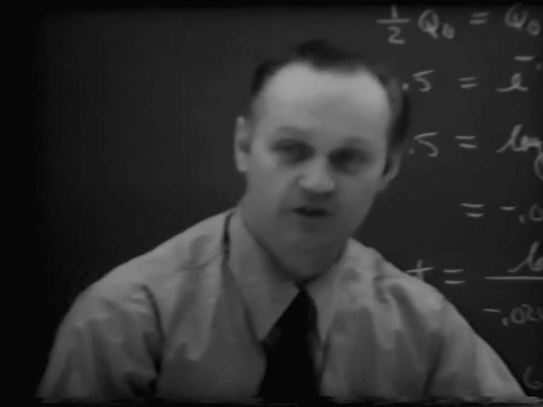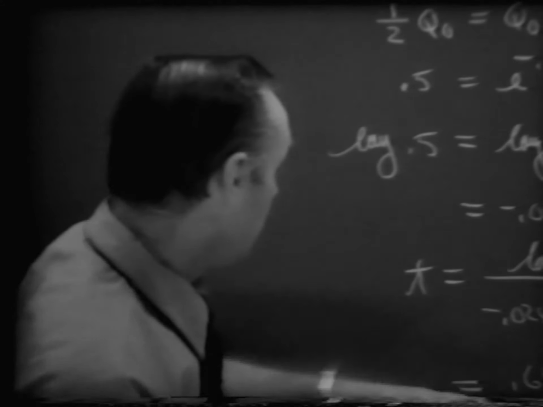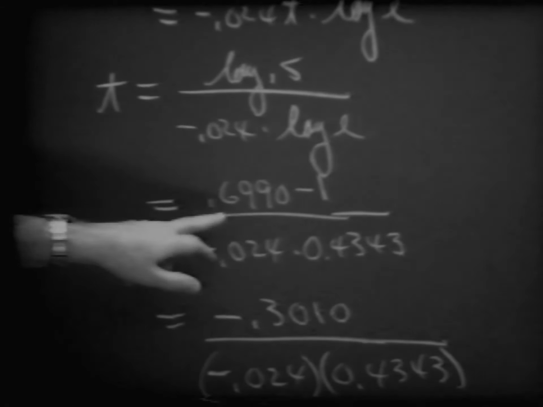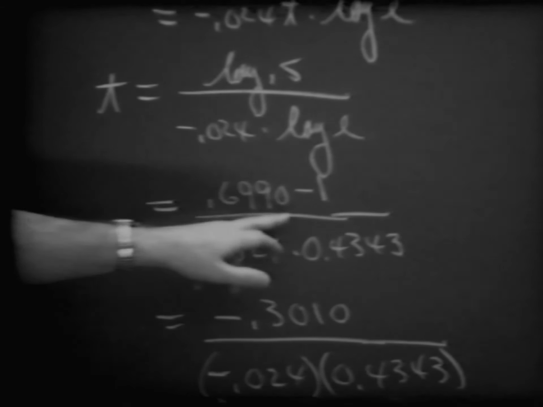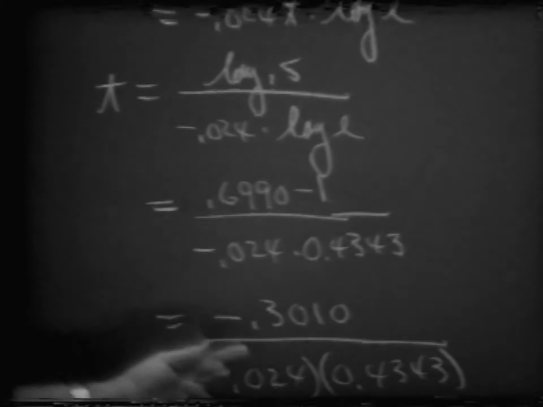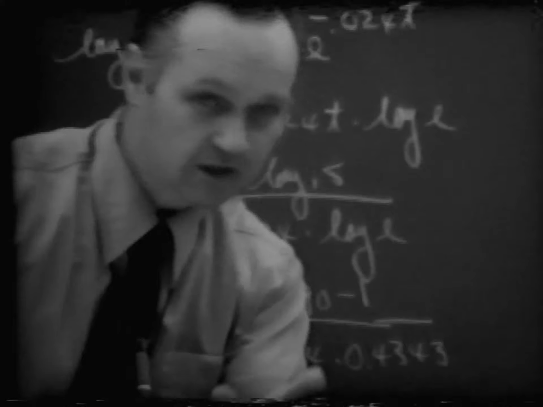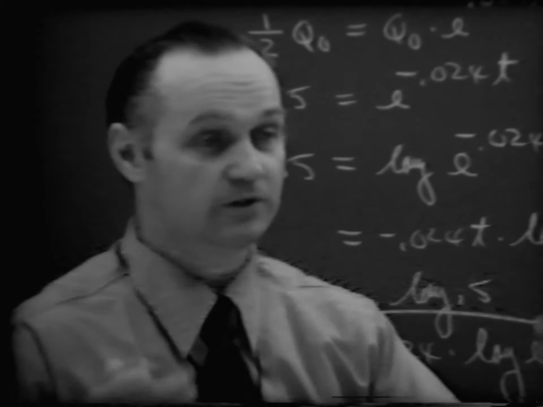Now, the reason I did this problem was to indicate that right here, for the first time, in fact, perhaps the only time, we will deal with 0.6990 minus 1 and treat that as a negative number. In all of our other cases, we've always thought of the mantissa as being positive, and the characteristic was treated separately.